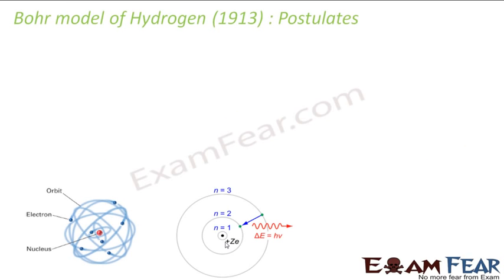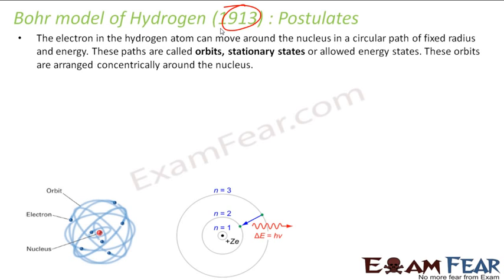So let's see the Bohr model in 1913, the postulates of that, what the Bohr model conveyed at that time. The final conclusion of the Bohr model was that the electron of the hydrogen atom can move around the nucleus in a circular path of fixed radius, and they all have fixed energies, right? They are called orbits, and these orbits are arranged concentrically around the nucleus like this.